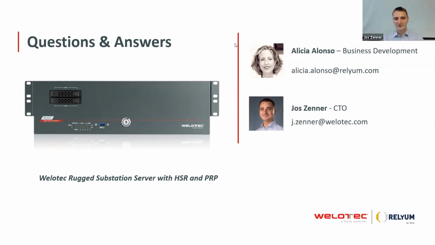So let's go to the next one. How many red box units do you need to connect several HSR networks with one PRP network, PRP-A and PRP-B? Normally, you use two devices in a topology where you have to interconnect HSR network with PRP network.